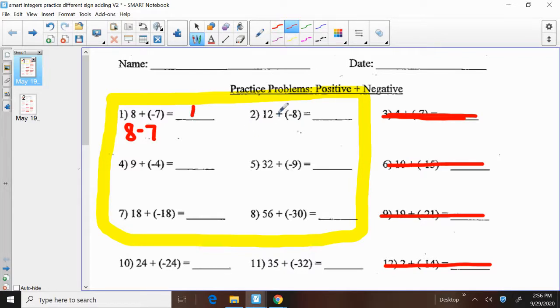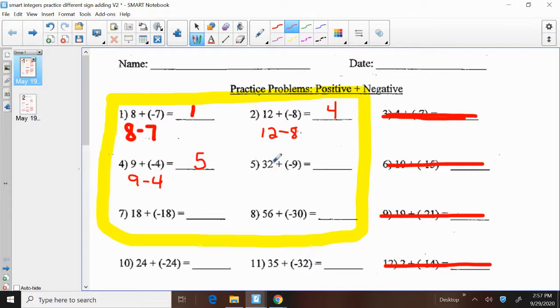And here we have 12 plus negative 8. That simply becomes 12 minus 8, because we're adding a negative, so we're really subtracting. So 12 minus 8 equals 4. And then here we have 9 plus negative 4. Can you guess what that becomes? I hope you said 9 minus 4, because again, we're adding a negative. So 9 minus 4, that's 5.